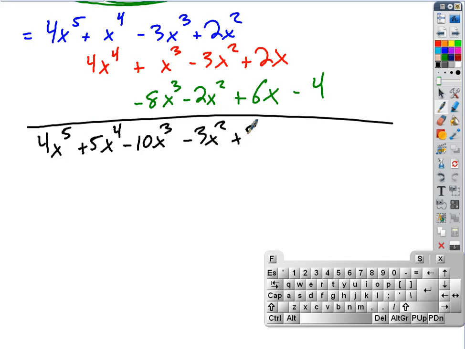Make sense? So the exponents stay the same. You don't add them when you're adding like terms. Negative 3 plus 1 is negative 2, plus negative 8 is negative 10. Oh, sweet, okay. All right.